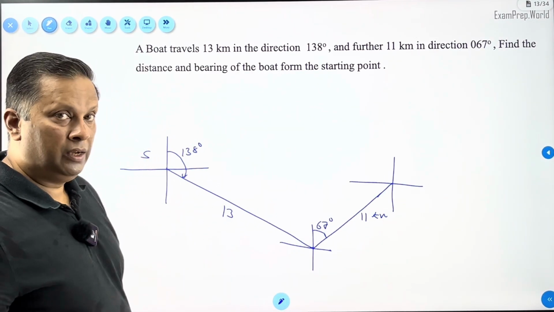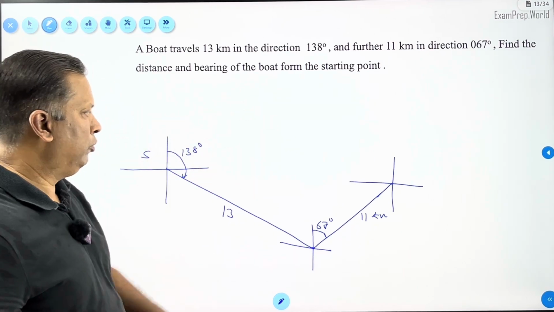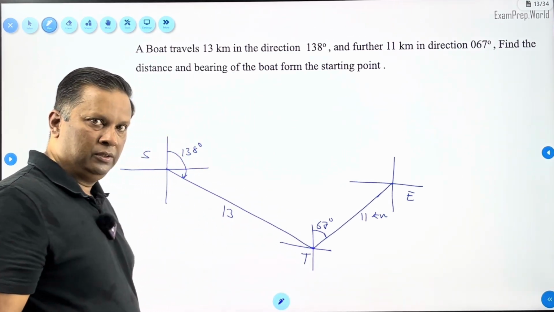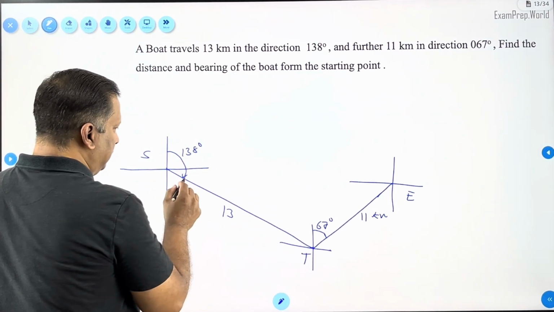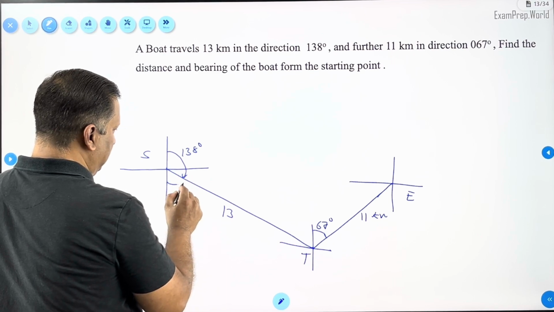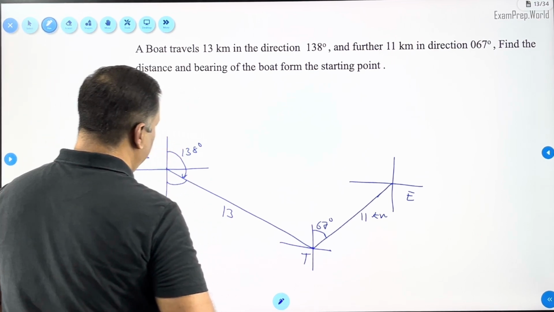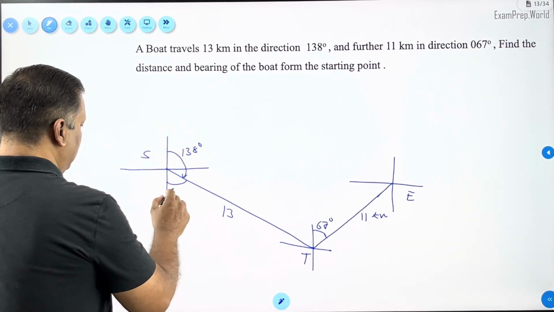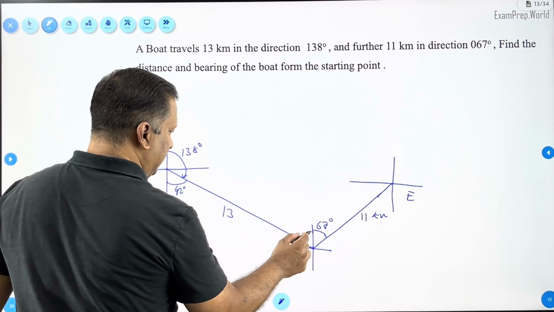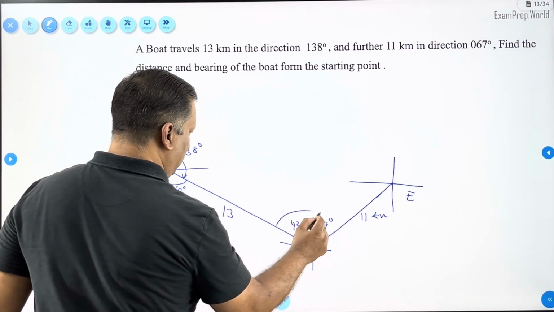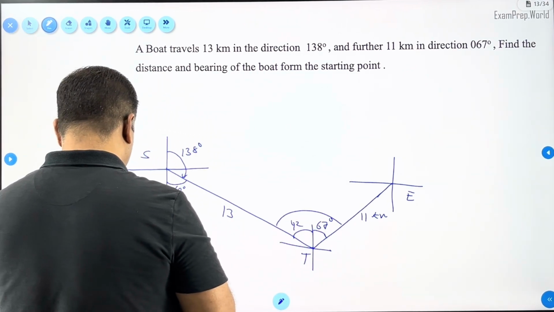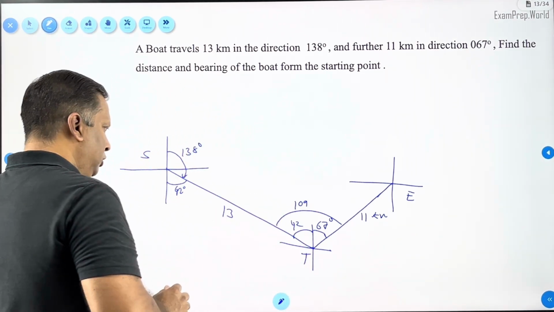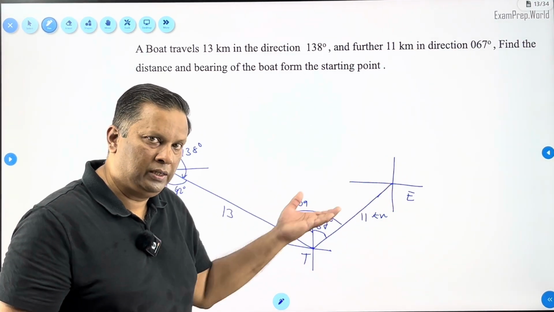Now we want the bearing as well as the distance from the starting point. This is the end point and this is your turning point T. Now this is 138. So how much is this angle? 180 minus 138. This is 42. If this is 42, this angle is also 42. What is the total? 67 plus 42, 109. Right? Now you have two sides of the triangle and the angle between them.